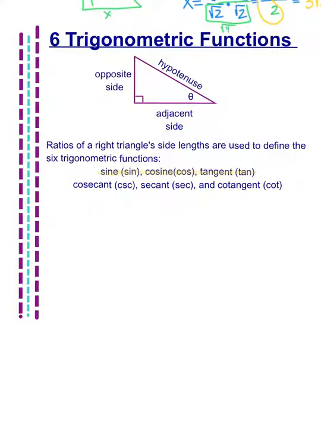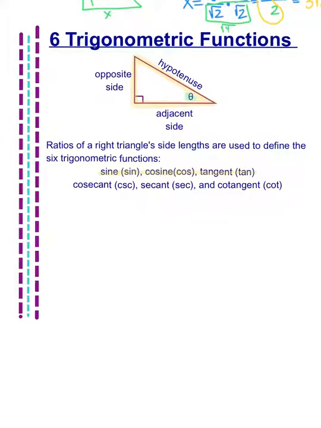When I'm defining the six trig functions, it's always in context of some angle measure. And so when I have this, I'm deciding that I'm going to use that acute angle. The opposite side is the one directly opposite from it. The adjacent side is the other side of the triangle, and it's adjacent because it's next to the angle. And the hypotenuse is always across from the 90-degree angle.